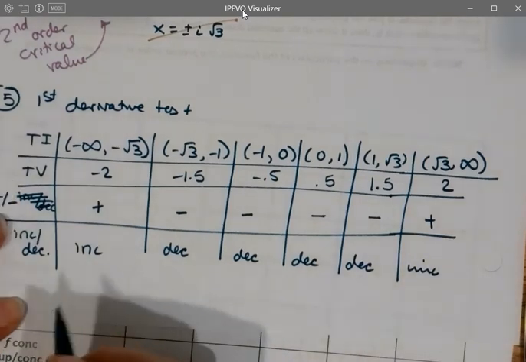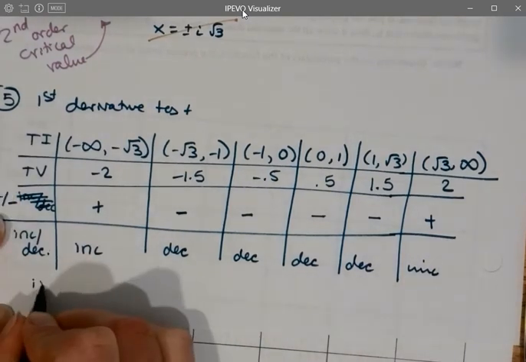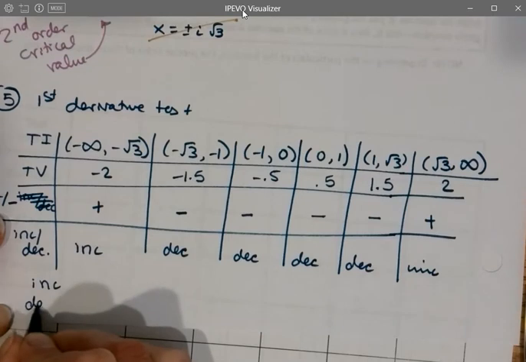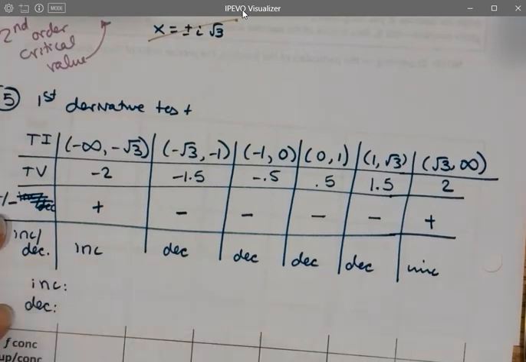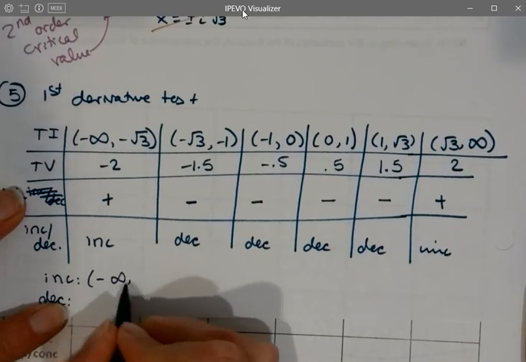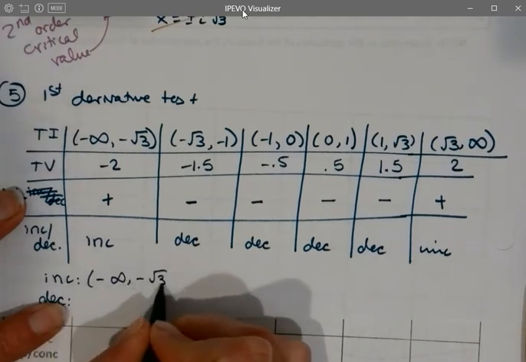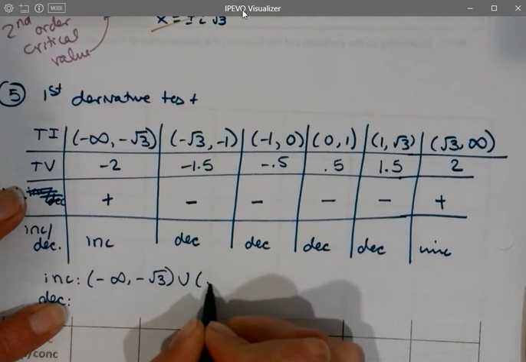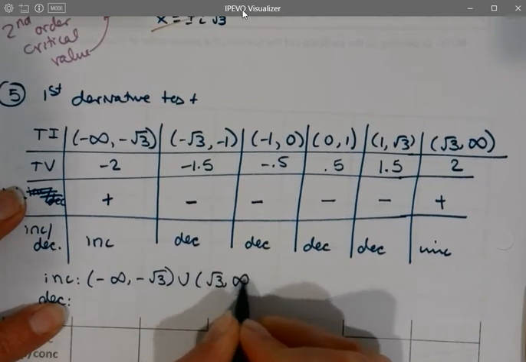Now, for our summaries, if I wanted to list the intervals of increase and the intervals of decrease, we'll talk about which ones we can condense and which ones we can't. So the intervals of increase are going to be from negative infinity to negative square root of 3, union the square root of 3 to infinity.